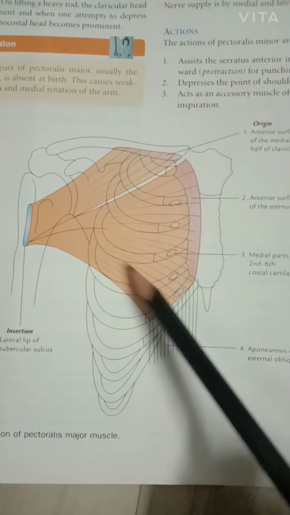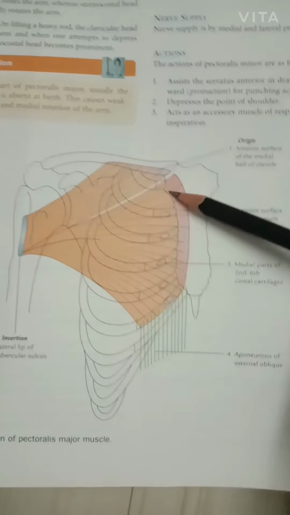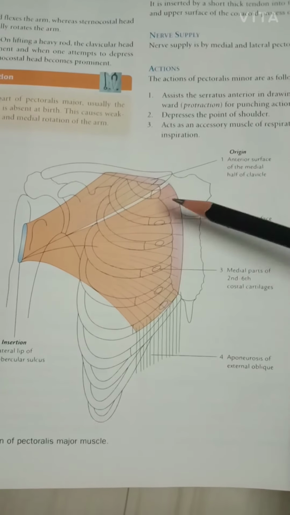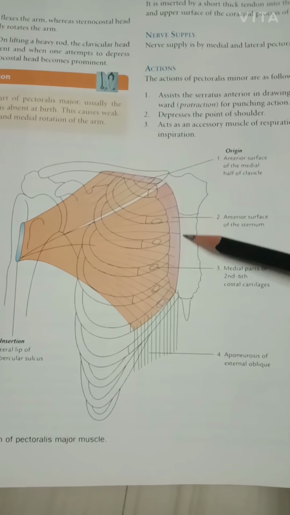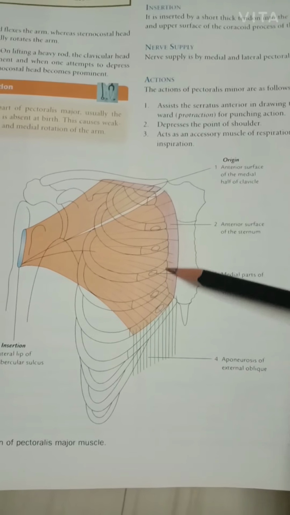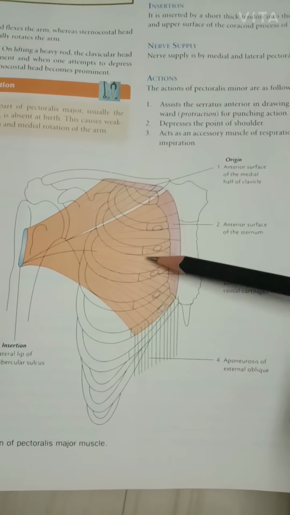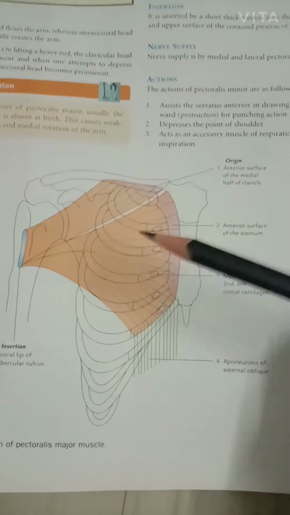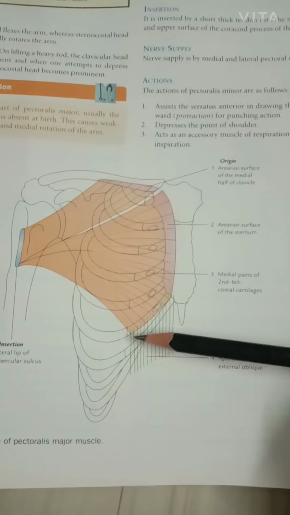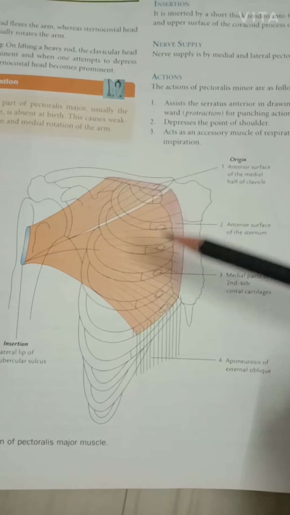The pectoralis major muscle, this one. The origin of the pectoralis major is the anterior surface of the medial half of the clavicle, then the anterior surface of the manubrium and sternum up to the sixth costal cartilage, then the second to sixth costal cartilages, here second, third, fourth, fifth and sixth. And next is the aponeurosis of the external oblique muscle of the abdomen. These are the origins of the pectoralis major muscle.